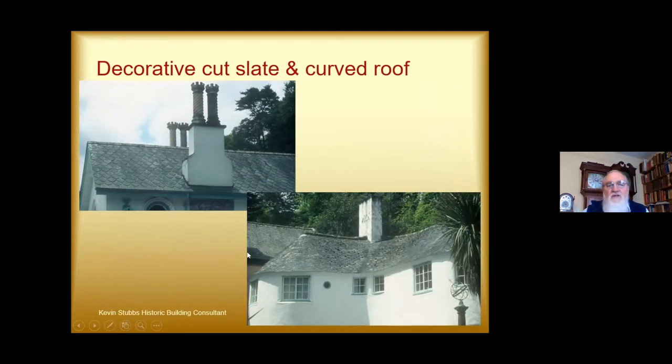In the 19th century and early 20th century, particularly in the arts and crafts period, decoratively shaped slates and also roofs with sinuous curves and shapes were quite popular. Today, it's quite expensive doing re-roofing on this sort of building. These cut slates are very expensive to get reproduced today, and curved roofs like this require multiple cuts to shape the slates to get them round the curves. So quite an expensive project.